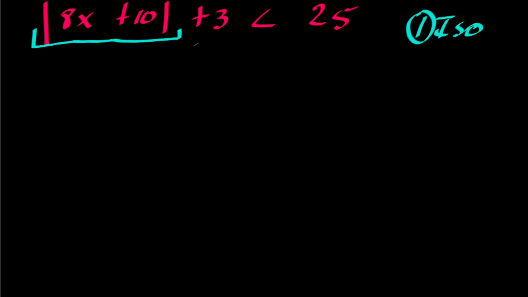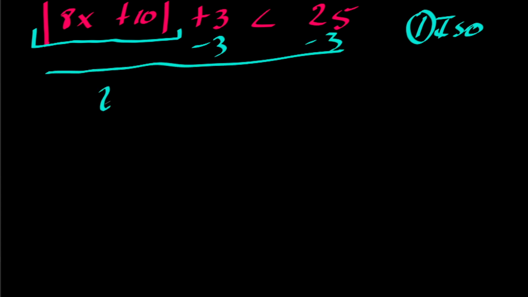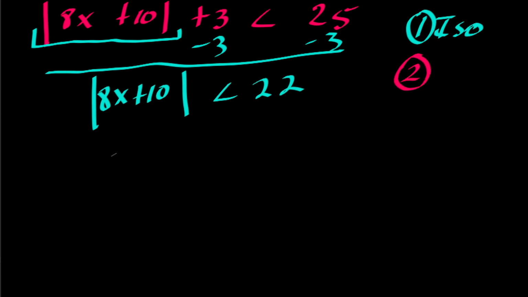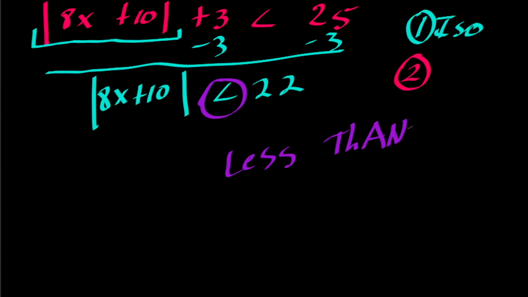The first thing I want to do is subtract 3 and get rid of this 3 to isolate my absolute value. Okay, so absolute value of 8x plus 10 less than 22. Now I can figure out, what does less than mean? Does that mean I have an or inequality or an and inequality? It's an and inequality. Once again, you can say less than and emphasize the and. I know it's a little childish, but it works.